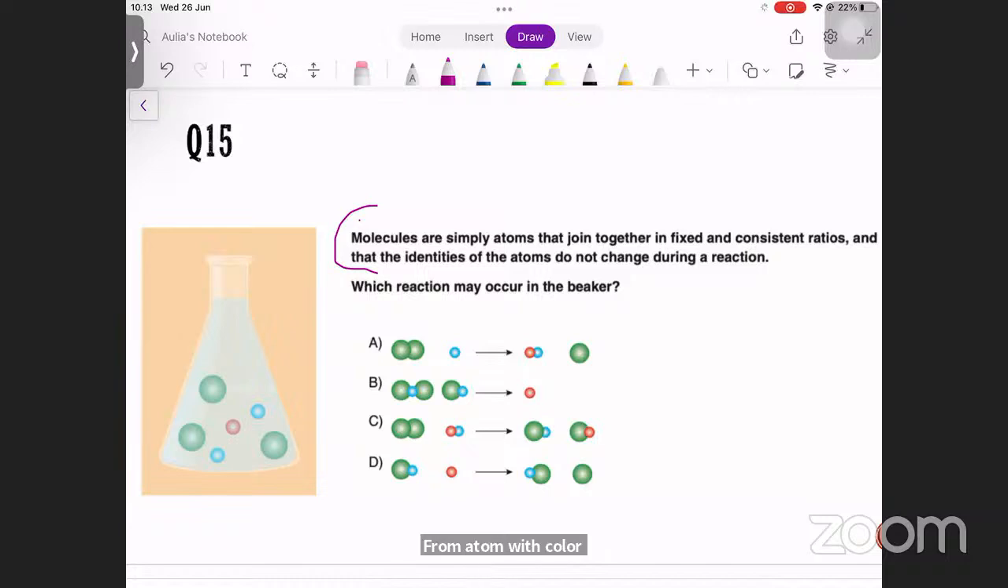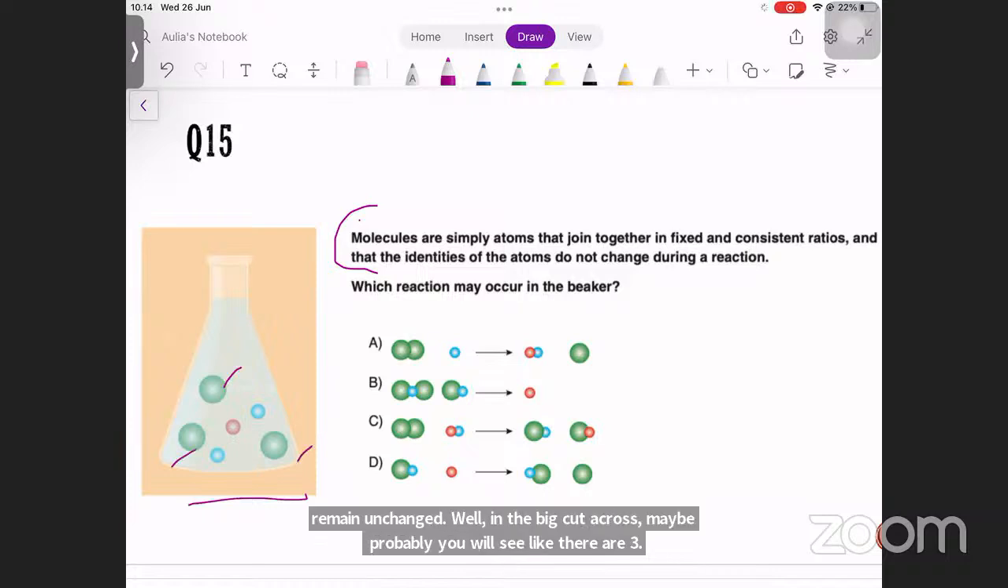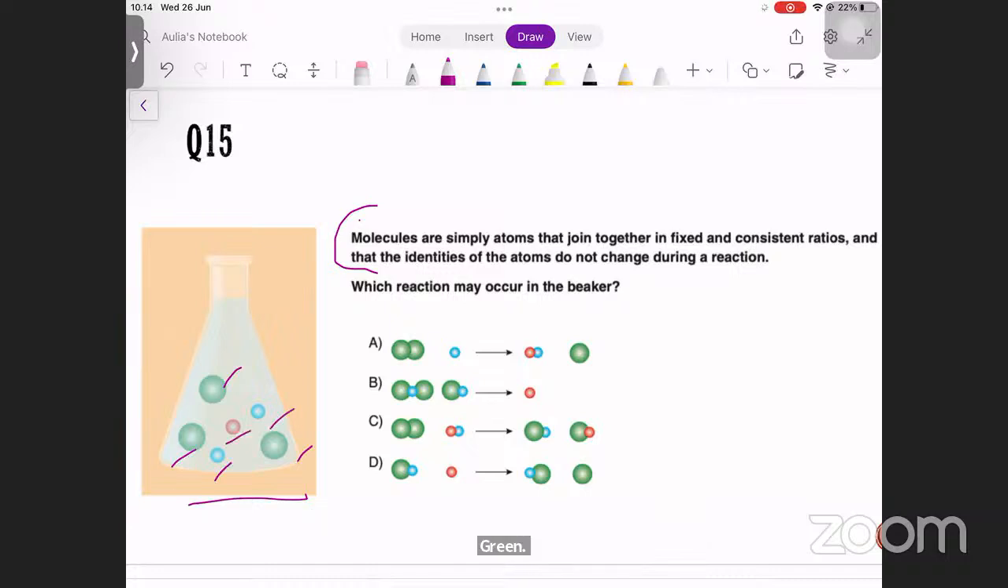We have to use these color differences in order to determine which reaction is correct. And remember, the identities of atoms do not change during a reaction, and the number of atoms before and after the reaction remains unchanged. Well, in the bigger glass, you will probably see three green atoms, then two blue atoms, and also one red atom.